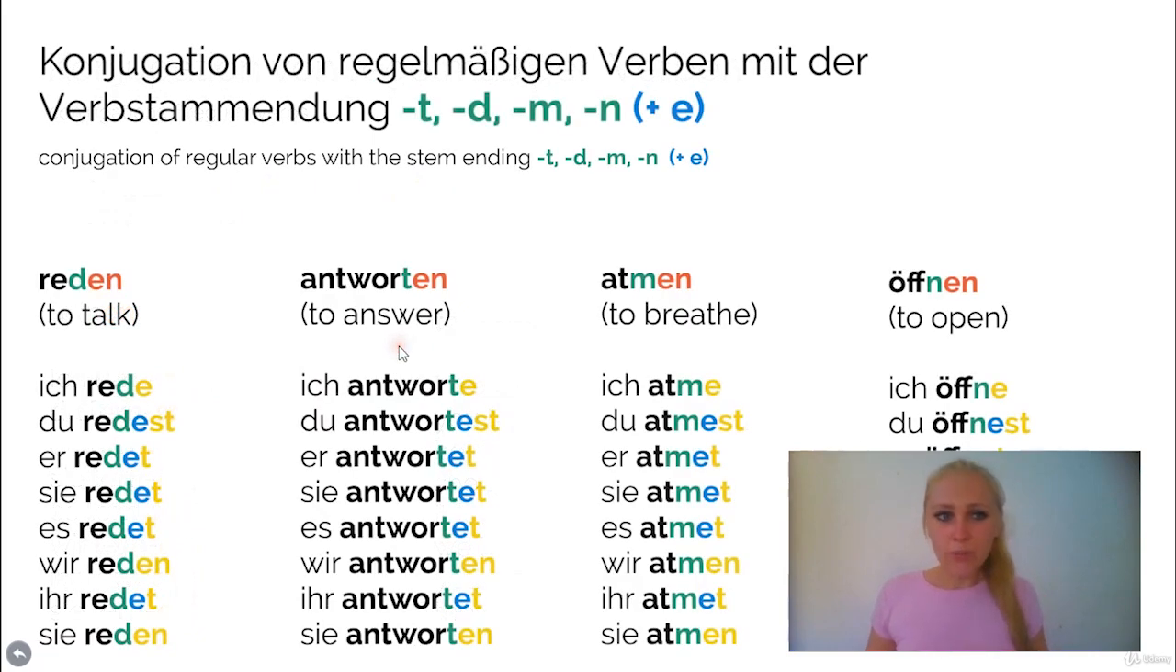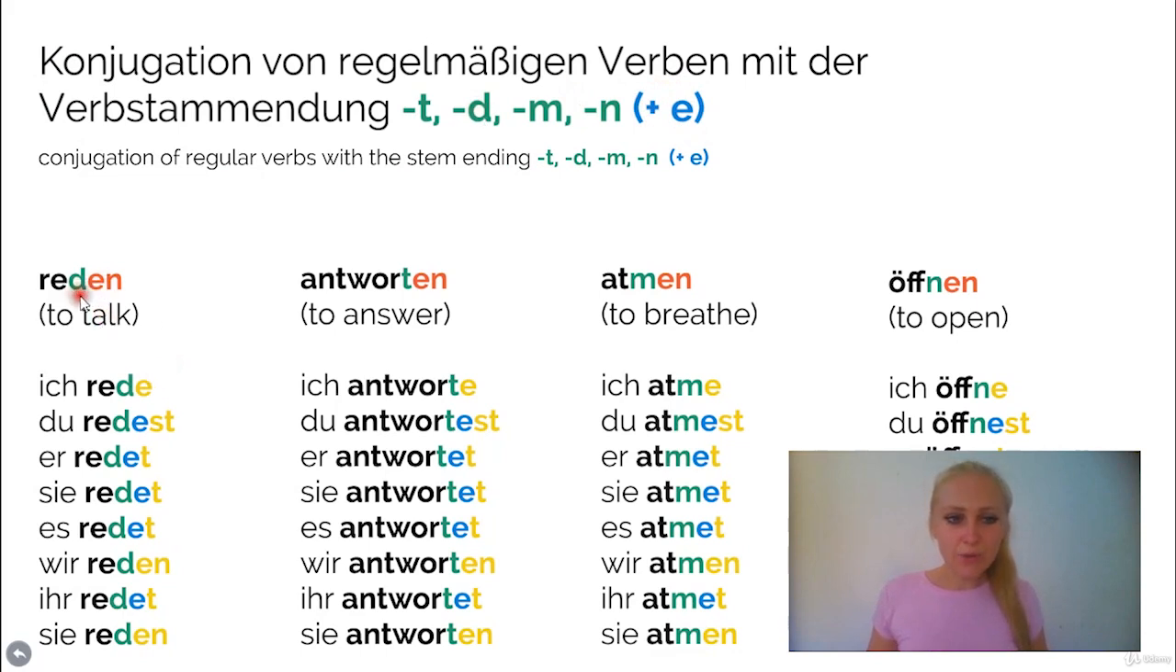So here we have the conjugation of regular verbs which have a t, d, m, or n at the end of their stem. And for those verbs you have to add an extra e. It's just for the conjugation and for the pronunciation. It is easier to pronounce the words if you add an e there. Okay, so let's have a look at some examples.